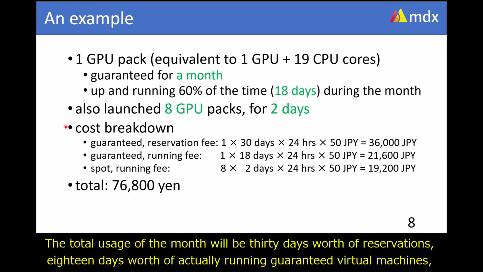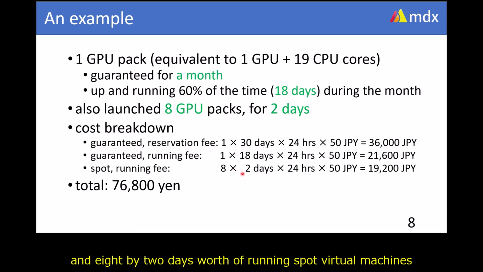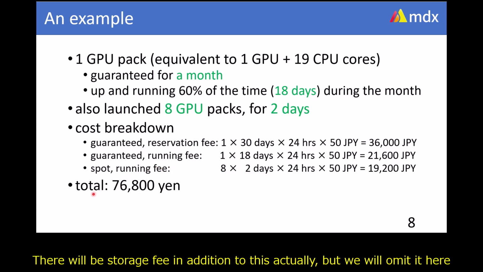The total usage of the month will be 30 days worth of reservations, 18 days worth of actually running guaranteed virtual machines, and 8 by 2 days worth of running spot virtual machines. There will be storage fee in addition to this actually, but we will omit it here.